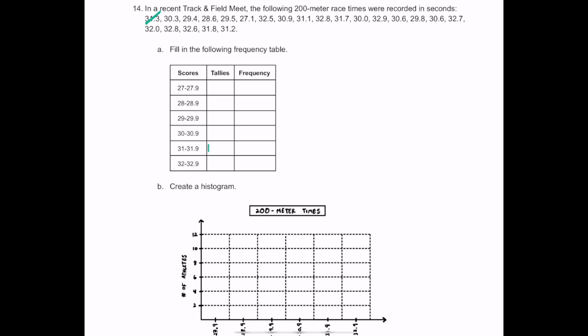31.3, that goes here. 30.3 is here. 29.4, 28.6, that's pretty fast. 29.5, it's here. 27.1, 32.5, 30.9, 31.1, 32.8, 31.7, 30, 32.9, 30.6, 29.8, 30.6, I think that's 5, 32.7, 32, 32.8, 32.6, 31.8, 31.2.